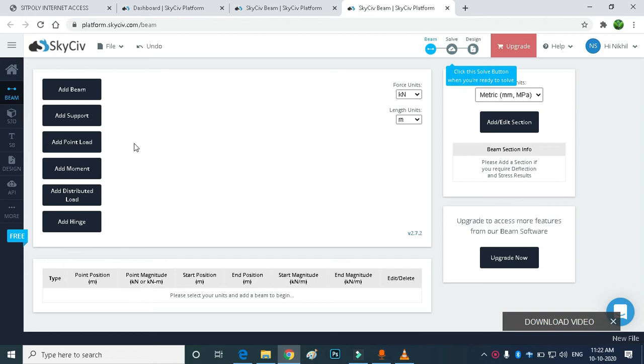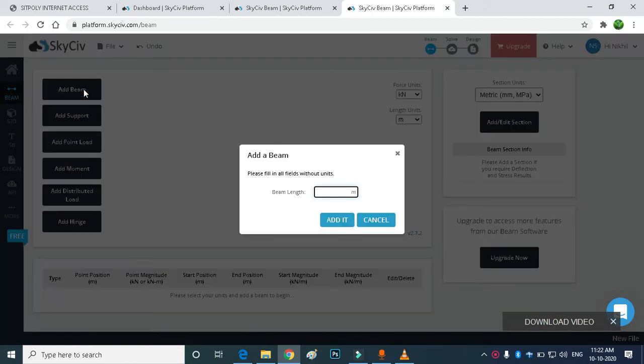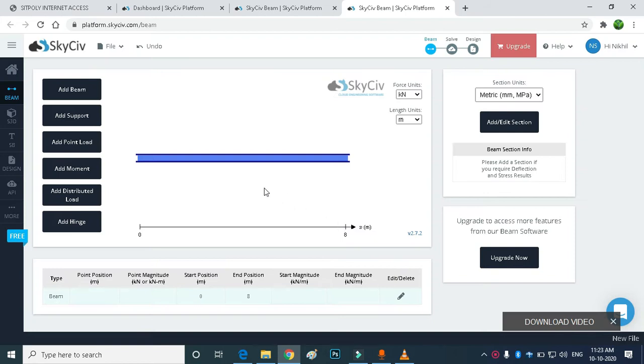Suppose we have to consider a simply supported beam. Of the tabs present over here, first we will click on add beam. It asks us to define the beam length. Suppose I am taking the beam length as 8 meters. You can see over here the length in meters is given. If you want to change the unit, you can do that. After putting 8, I will click on add it, and I will get a beam of 8 meter length.